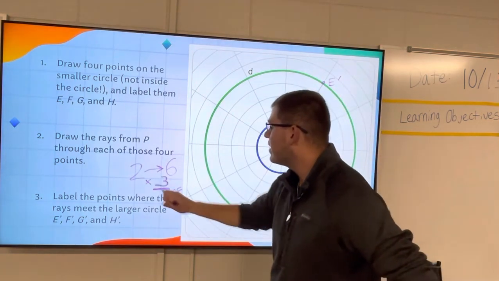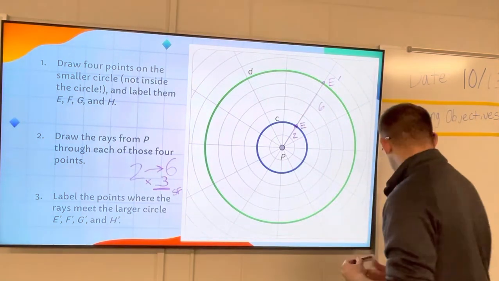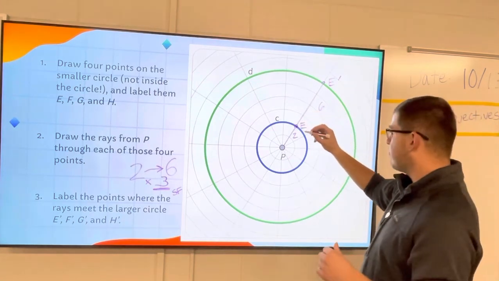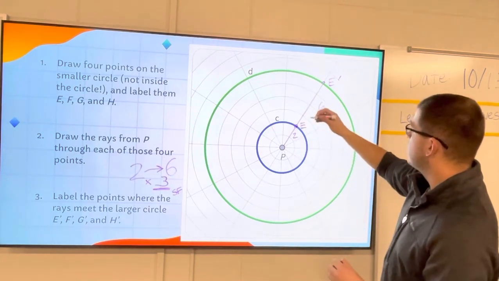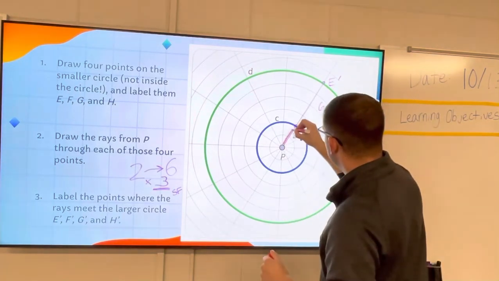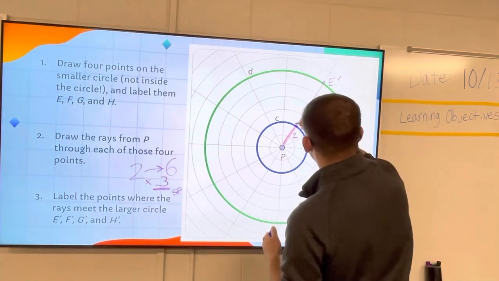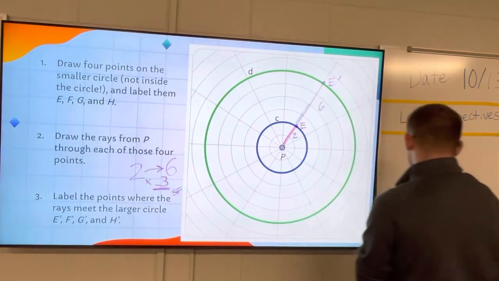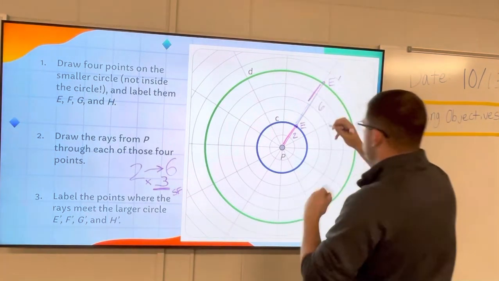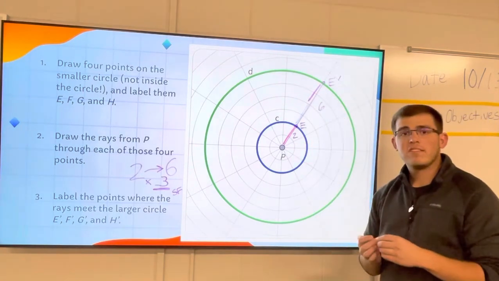In this case, it is 3. So the scale factor should be 3, because every point on this is multiplying by itself 3 times. So imagine, here's 2. I'm going to draw these in different colors. Here's 2 more. Here's 2 more. How many units of 2 do I have? 1, 2, 3. That's my scale factor.